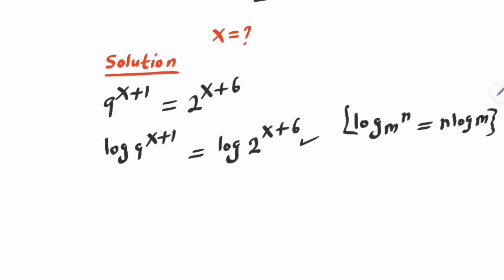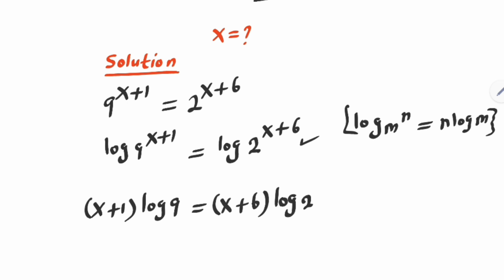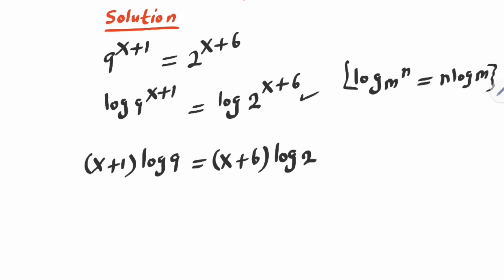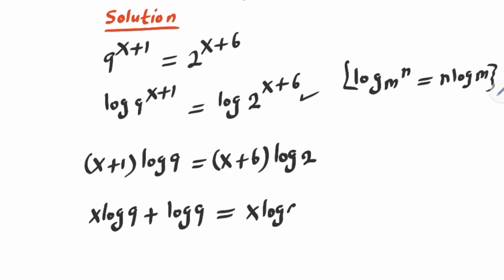Then this can be written as x plus 1 times log 9 is equal to x plus 6 times log 2. Let us open the bracket. We have x multiplied by log 9. This is x log 9 plus 1 multiplied by log 9 is equal to x multiplied by log 2. This is x log 2 plus 6 multiplied by log 2. This is 6 log 2.